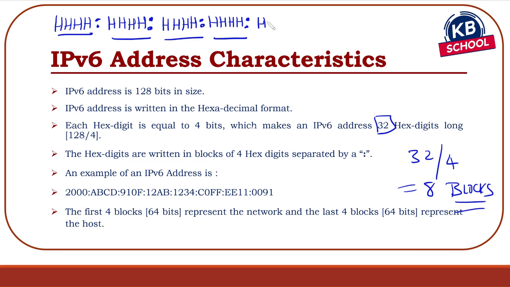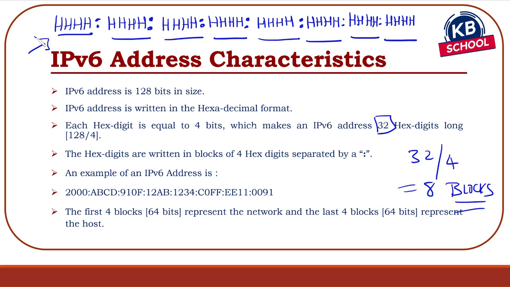Hopefully you guys are understanding, following along at this point. 5, this is 6, 7, and 8. Now, when you look at it, it's 32 hex digits, and as I said, each hex digit equates to 4 bits. So you have 32 of them, that gives you the 128 bits. This is done, this is done.